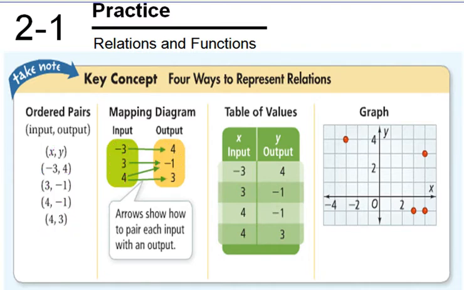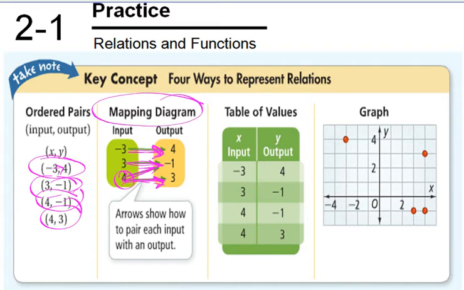So after you do that, now you want to map them. Think of map like a driving map. Where are you beginning and where do you want to end up? Well, we started with this point with a negative 3, and we're going to 4. The input was negative 3, the output was 4. So negative 3 to 4, and you're going to map that arrow. Now you're going to have a 3 and a negative 1, and that's going to map there. And then you have a 4 and a negative 1, so 4 maps up to there. And then a 4 and a 3, and 4 also maps to 3. So 4 is mapping to two different outputs. We have an input giving two different outputs. That's how you do a mapping diagram, and we're going to do more with this in a few minutes.